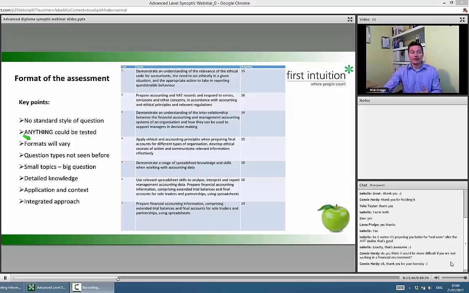It is going to test your knowledge and understanding, and it's going to test mainly your ability to apply the knowledge you've got in the context of the scenario. You cannot assume that because you've done the 2 AAT synoptic sample assessments, that's what the synoptic exam is going to be like, because it's not. It's really, really going to vary. I cannot stress that enough.